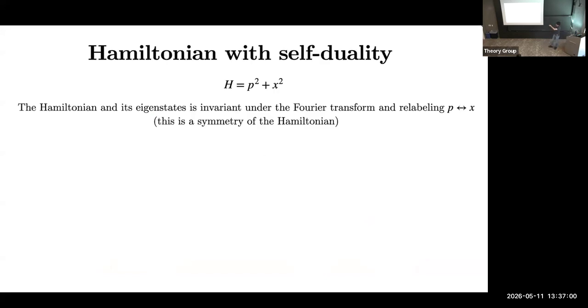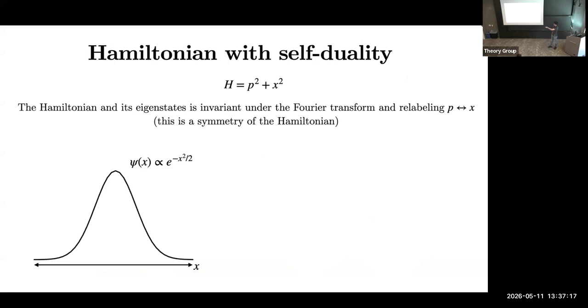Let's just consider the harmonic oscillator, the quantum harmonic oscillator. The Hamiltonian is p squared plus x squared. If you write down the Hamiltonian and its eigenstates, it is invariant under performing this Fourier transform and then relabeling P and X.